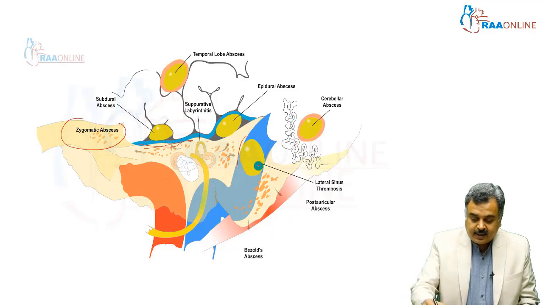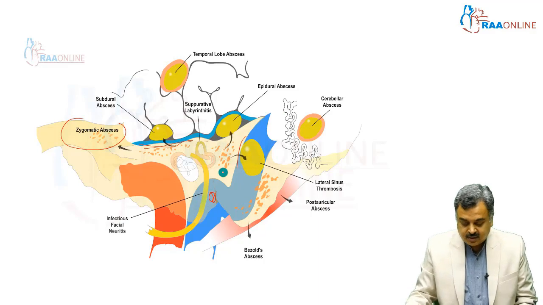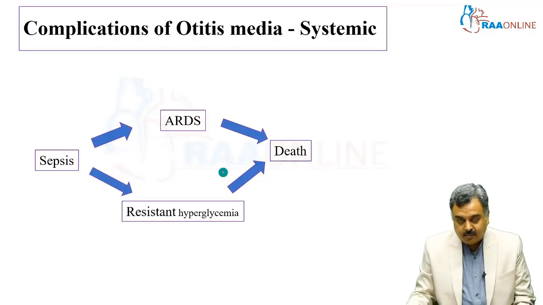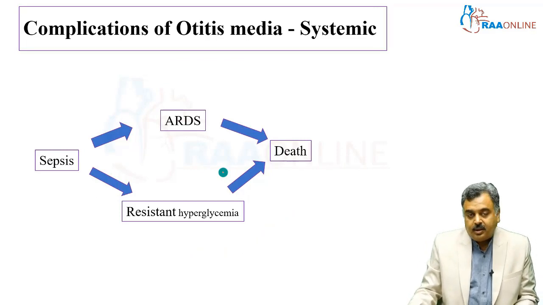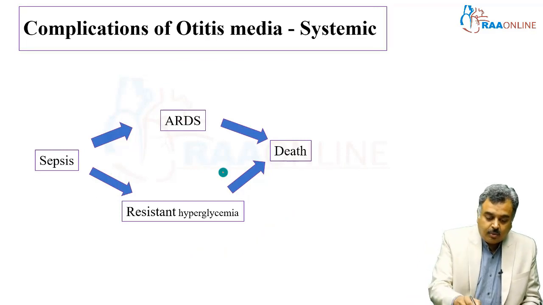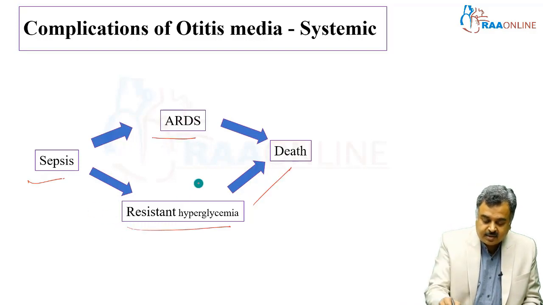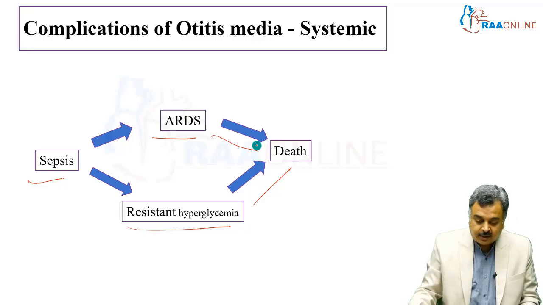And if it involves the lateral sinus, we get a lateral sinus thrombosis, or if it involves the sigmoid sinus, we get a sigmoid sinus thrombosis. Once it breaches the mastoid bone, it can get into the bloodstream, leading to systemic sepsis, which can then lead to ARDS, or it can lead to resistant hyperglycemia, ultimately leading to death.